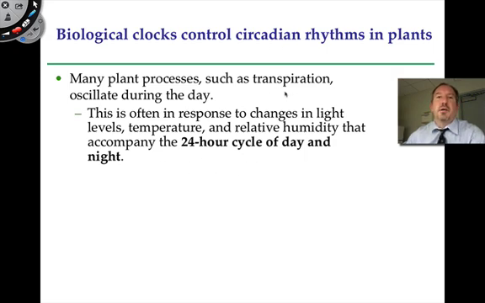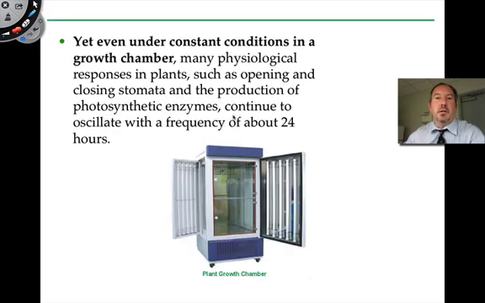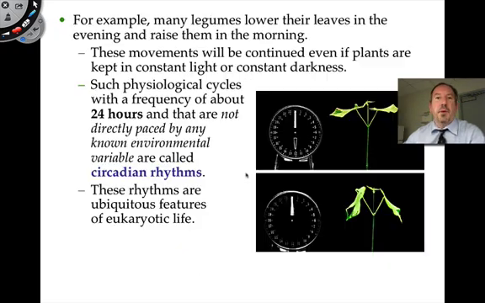And so this is weird. Transpiration can oscillate. In other words, guard cells can open and close even if you keep the plants in a growth chamber and you don't show any light to them and you keep the conditions perfectly the same. So there's no outside factor. When you keep them in constant conditions and they're still able to do things, the only explanation is that it's some kind of biological clock that's controlling it.